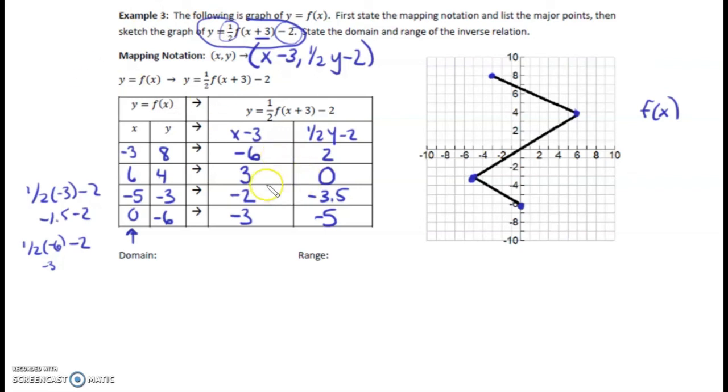Okay, so let's actually graph this. -6, 2, 3, 0. So those two are going to connect. Okay, right, we're going in order. -2, -3.5. So connected here. -3, -5.